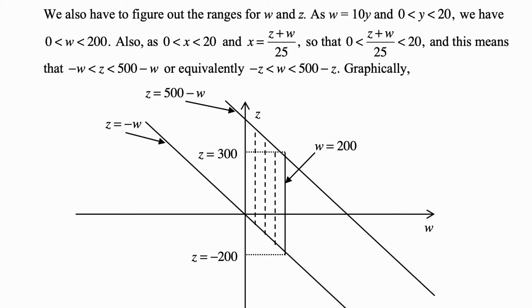And graphically, if we draw the wz coordinate system, what we have is that w is between 0 and 200, as you can see, to the right of the vertical axis, up to the level where w is equal to 200. And z is greater than minus w, so you see the line there where z is equal to minus w, and we want to be above that line. And then z is less than 500 minus w, and you can see the line there where z is equal to 500 minus w. That's a line with slope negative 1 going through the vertical axis at the point of 500, so that's why you can see that slope from minus w. And so the region marked with dotted lines is where the possible values of w and z are, where the density is positive. The density is positive in that region of this kind of a parallelogram.